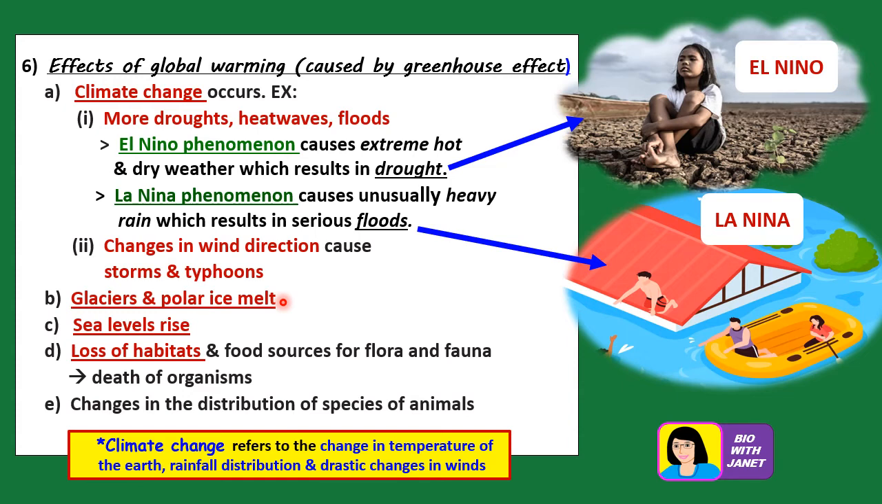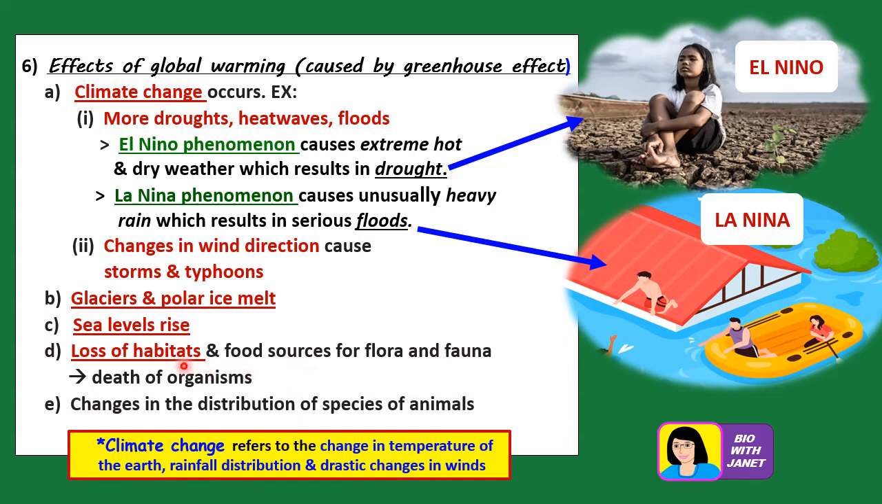So when the polar ice and the glaciers melt, water will be released and it flows into the sea. This causes sea levels to rise, submerging the low-lying coastal areas in certain countries, and even starting to cover islands. So certain islands may disappear in some decades, after some years, because of the rising sea levels. Then there's loss of habitats and food sources for flora, plants, and fauna, animals, leading to the death of these organisms and then extinction, right?